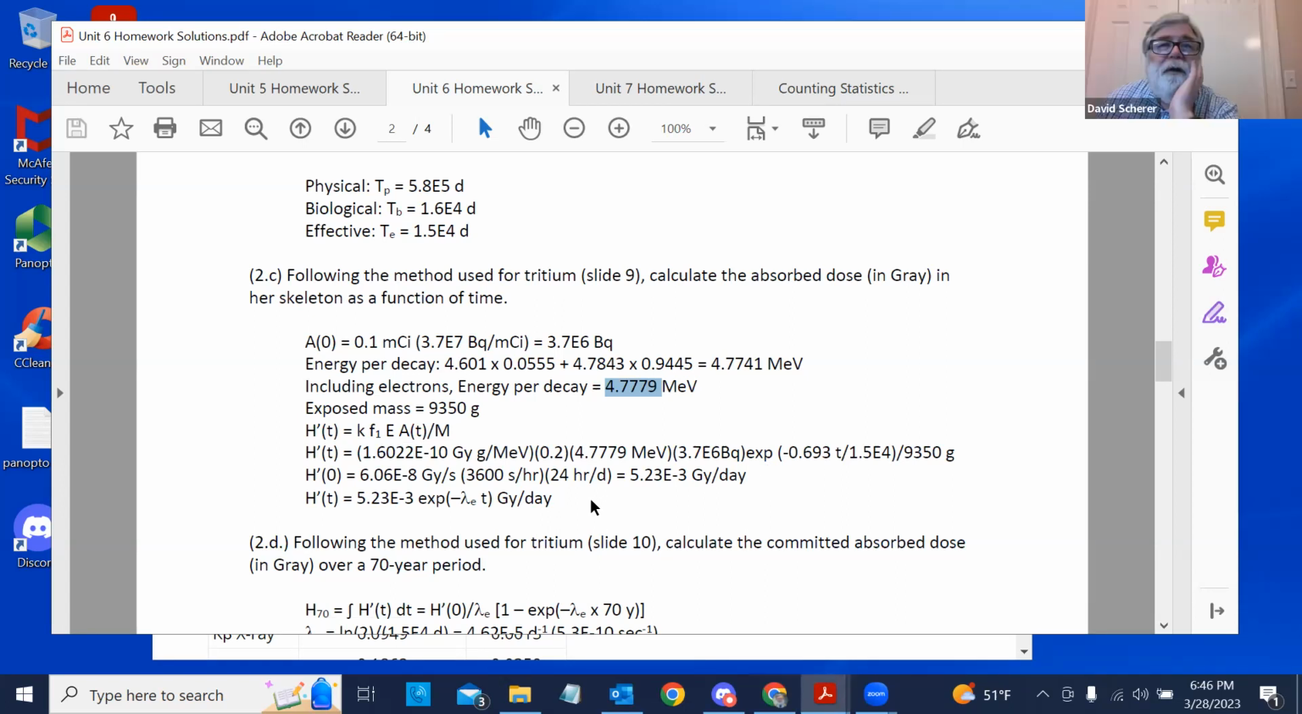And if we were going to do equivalent dose, we would multiply this by a radiation weighting factor, which would make this even more important for the alphas and less important for the electrons. We're only doing dose, we're not doing equivalent dose. So I added them in anyway.